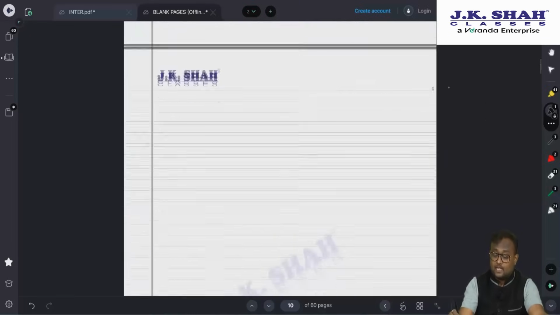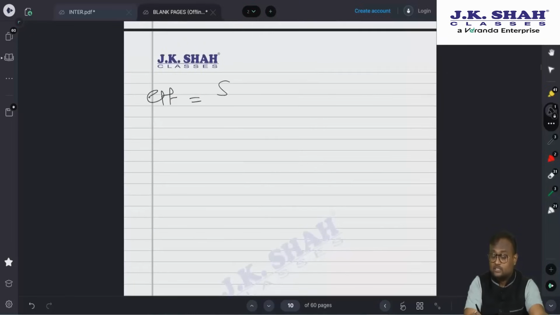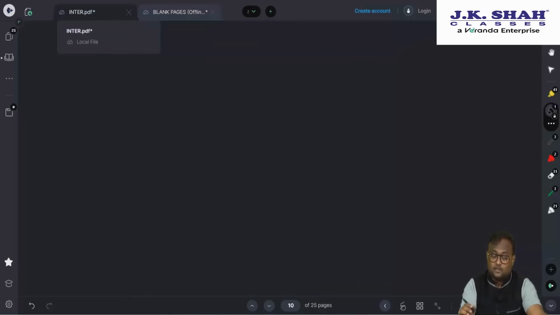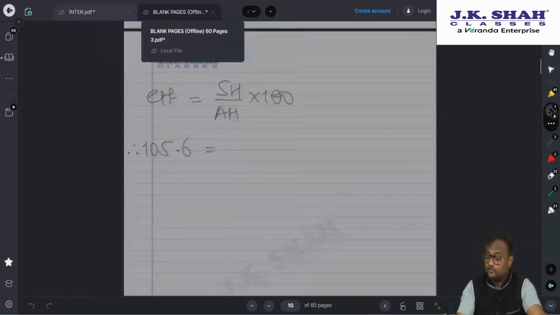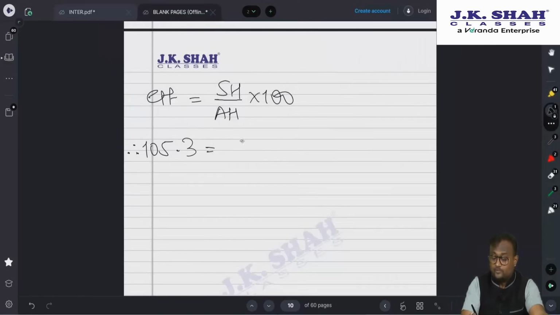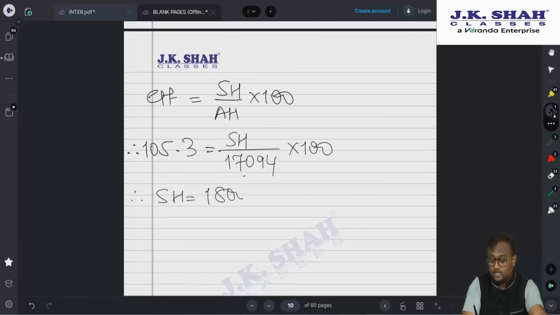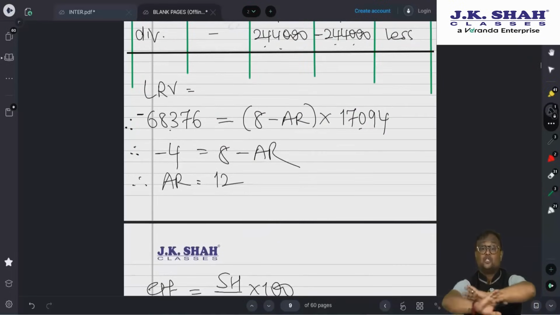Got it? Your efficiency ratio based on hours is standard hours upon actual hours into 100. If this is 105.3, standard hours we don't know, actual we know. So, standard hours will be 18,000. Simple. Start with something which is normally not given.